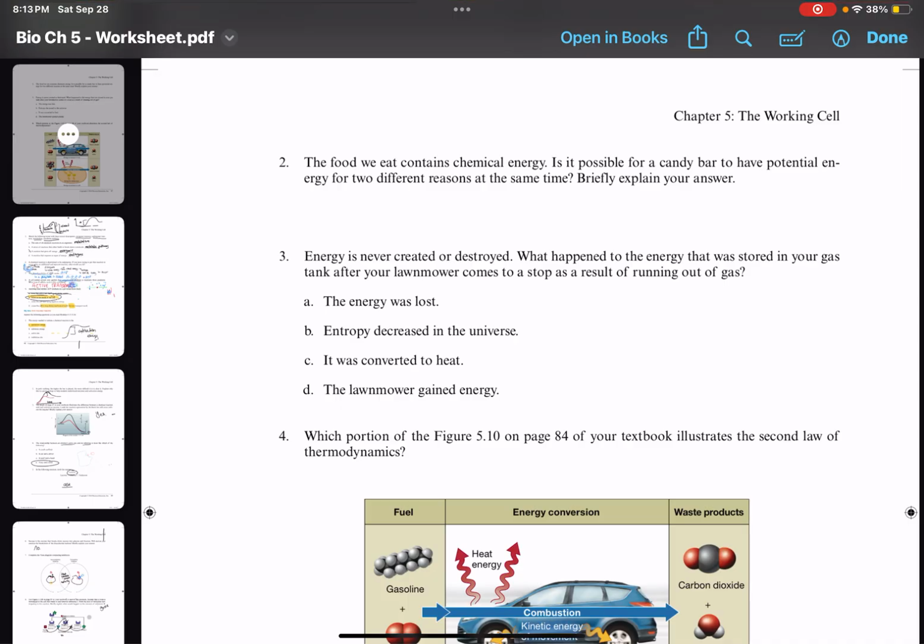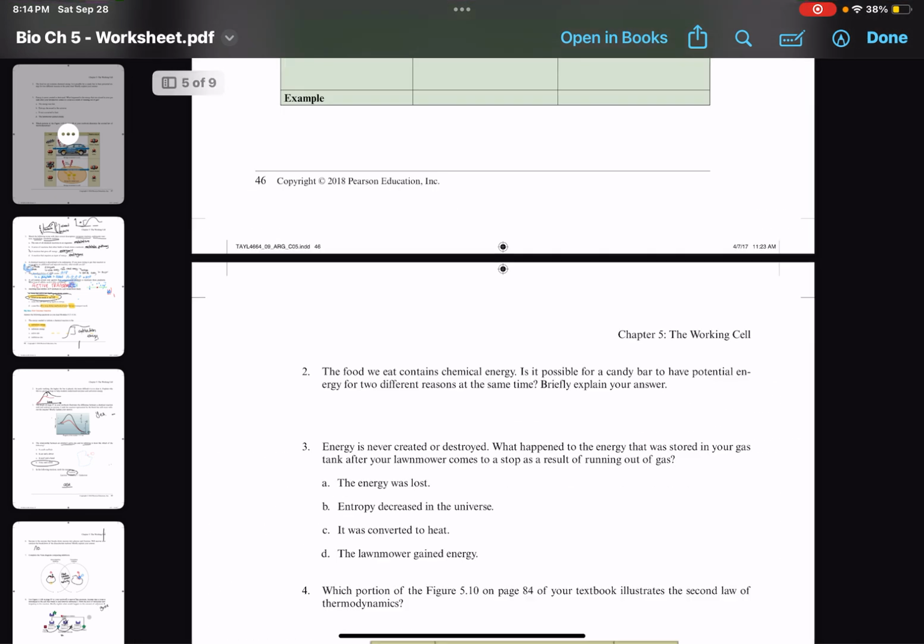The food we eat contains chemical energy. Is it possible for a candy bar to have potential energy for two different reasons at the same time? Technically, yeah, but I don't know why. Actually, this question is kind of confusing. I'll ask her about that.